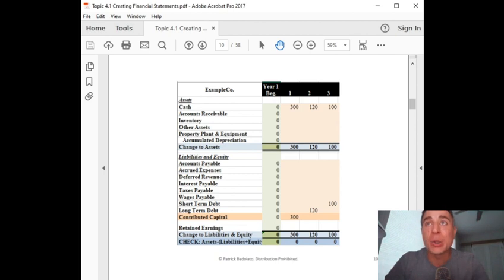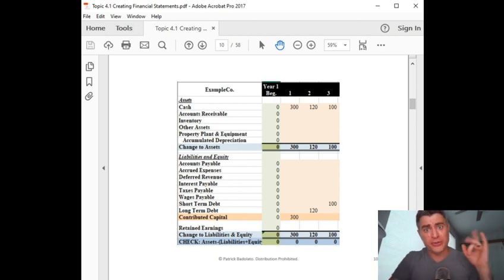My contributed capital is an equity account, so that's going to go up for the first one. My long-term debt's going to go up for the second one. My short-term debt's going to go up for the third one. Cash increases in all ways. You'll see the change to assets and the change to liabilities and equity. Those are equal for each column, each transaction, which is actually why my check, assets minus liabilities plus equity, is going to balance to zero.